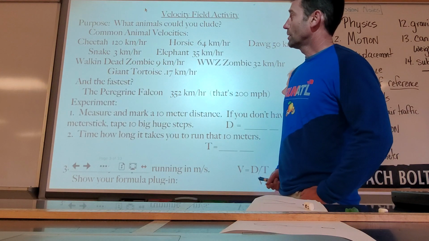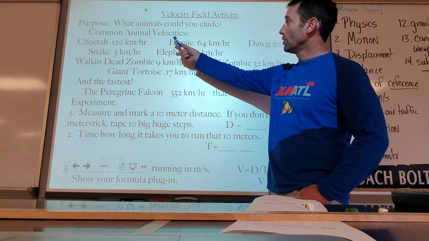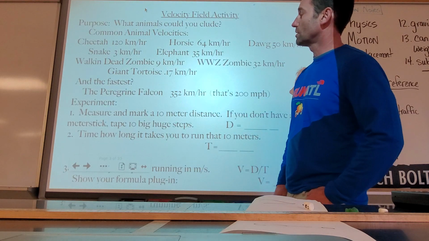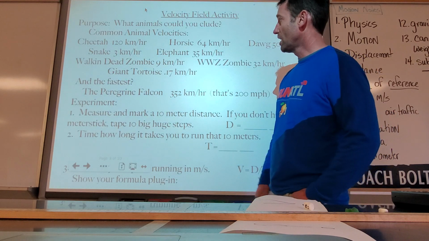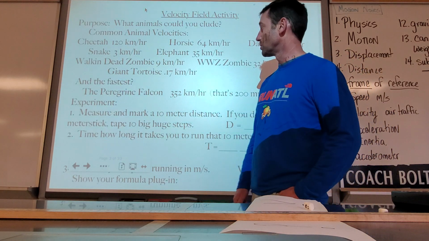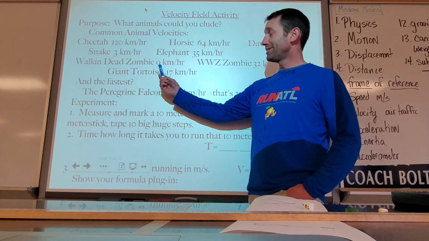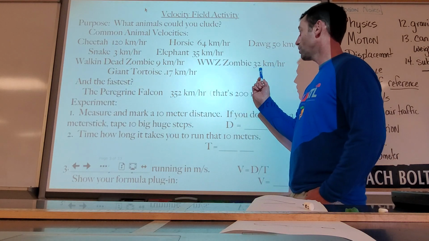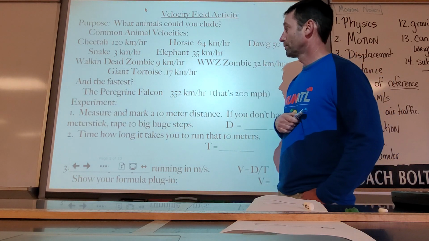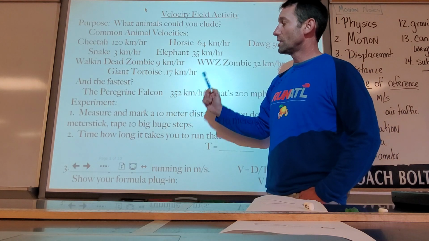The idea here is for you to practice using the velocity formula and get outside and move around a little bit. So purpose, what animals could you elude? Here's some common velocities for animals. Cheetahs, 120, horsey, 64, even an elephant, 35 kilometers per hour. Walking Dead zombie, 9 kilometers per hour. World War Z zombie, 32 kilometers per hour. So just see where you fit in.